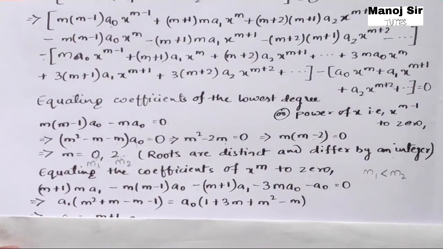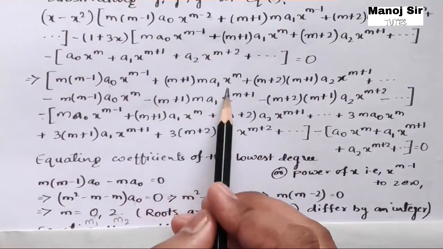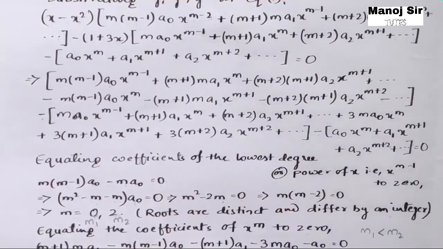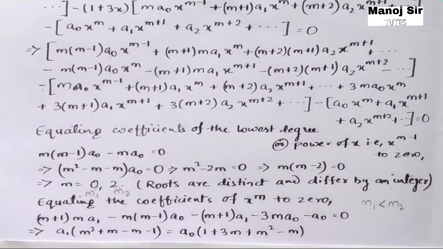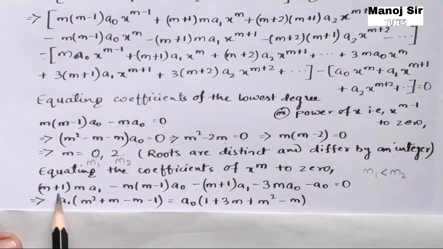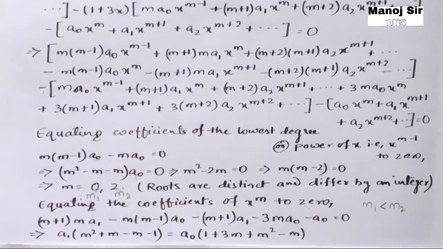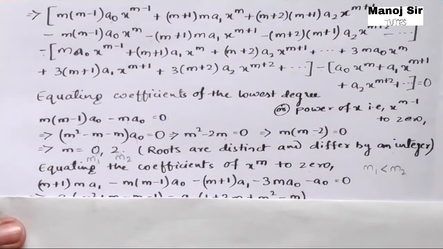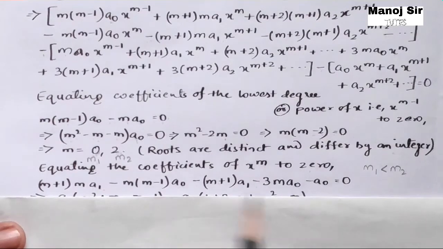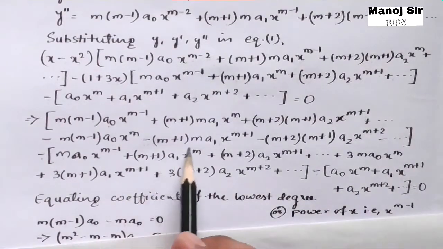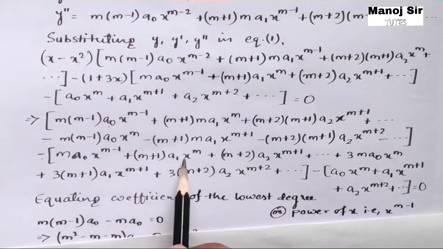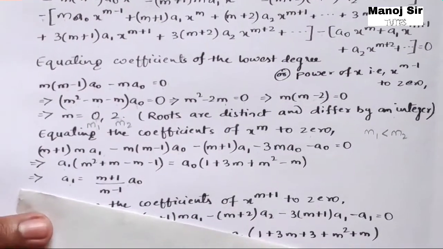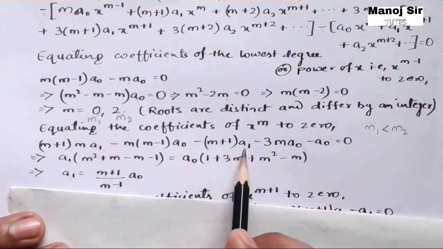We will search the coefficient of x to the power m in all the terms. Here we have x to the power m, so the coefficient will be (m plus 1) into m into a1. Now coming to other terms, that is minus of m into (m minus 1) into a naught. Again, if you search the coefficient of x to the power m, here we have minus of (m plus 1) into a1.